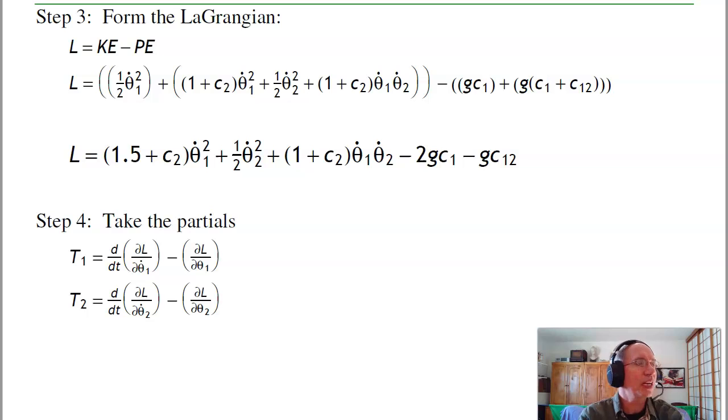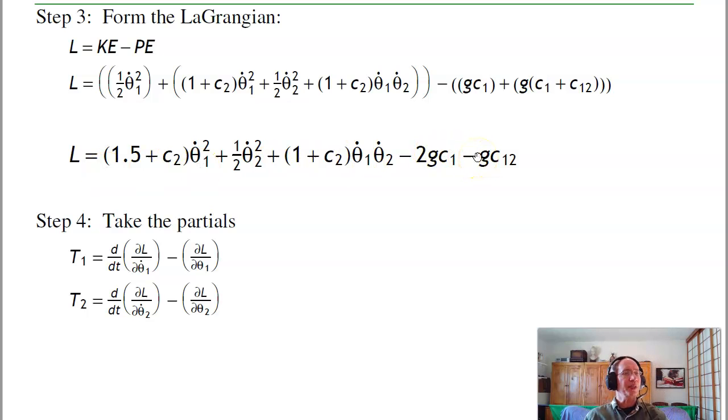Putting that all together, the Lagrangian is as follows. So the Lagrangian is the kinetic energy minus potential energy. Here's the kinetic energy. Here's the potential energy. Simplifying, you get this mess for the Lagrangian.